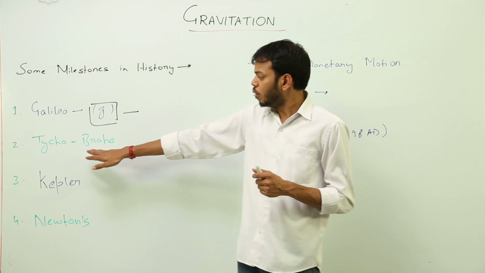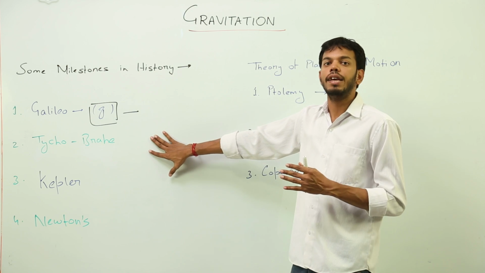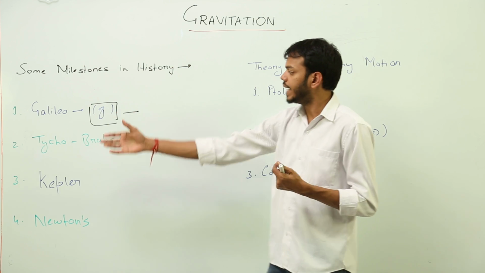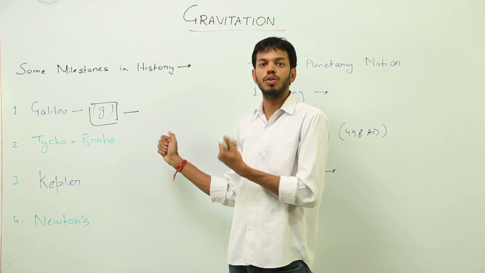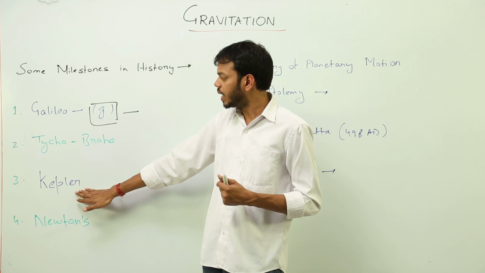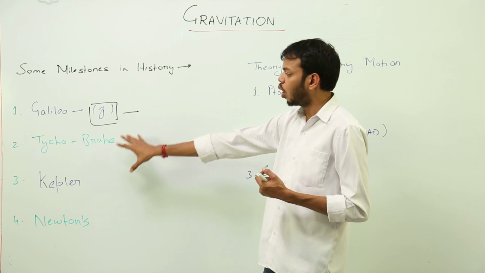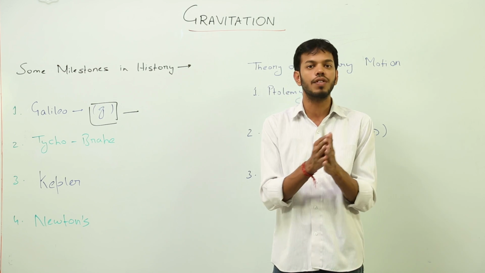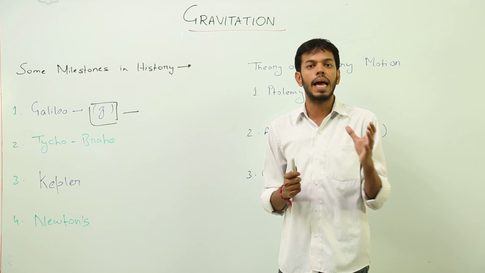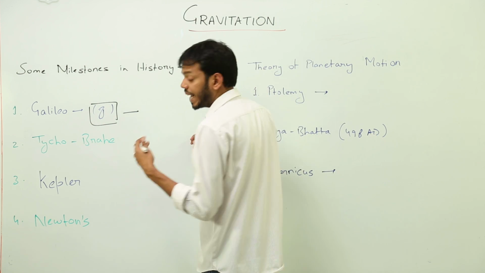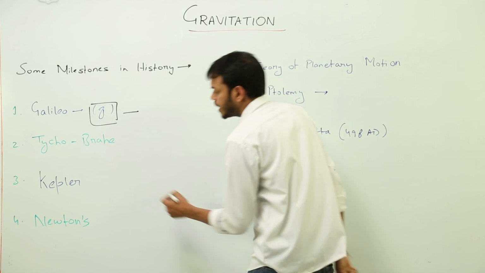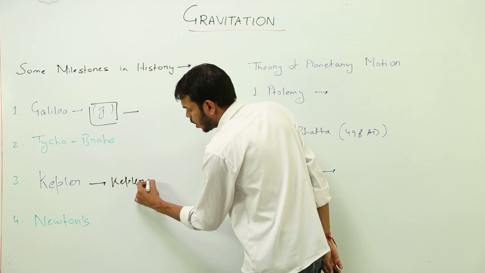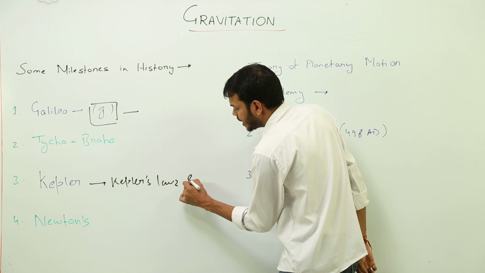Now Tycho Brahe spent almost his entire life studying the position of planets around the earth and he put all this into data. Kepler was another scientist who studied all this data collected by Tycho Brahe and put that data into three definite laws which explained the planetary motion of any object, or planetary motion of any planet, to be very precise. So Kepler was the person who gave Kepler's laws of planetary motion.